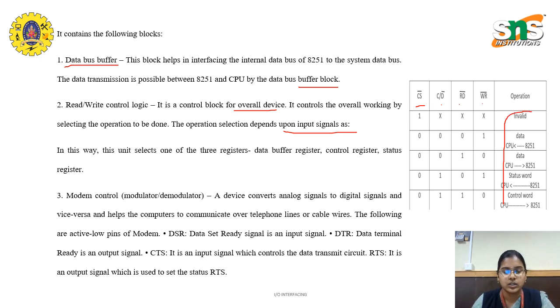Next is modem control. It is also called modulator or demodulator, a device that converts the analog signal to digital signals and vice versa, and it helps the computer to communicate over the telephone lines or cable lines. The following are the active low pins of the modem, that is DSR, which is the data set ready signal, and DTR, data terminal ready, which act as an output signal. CTS is the input signal which controls the data transmit circuit. And finally RTS is an output signal which is used to set the status RTS.